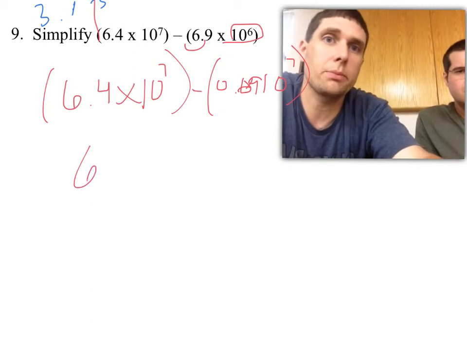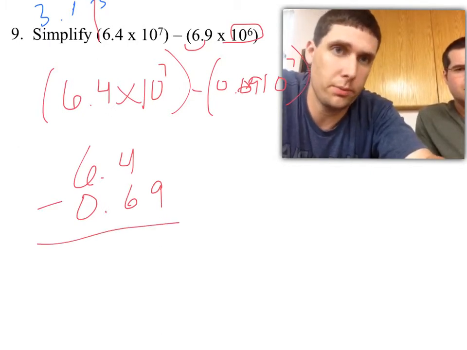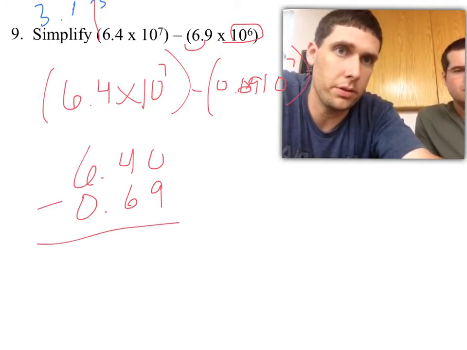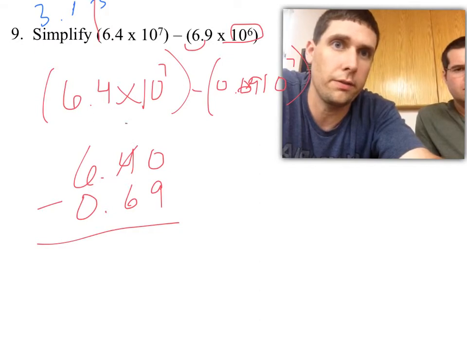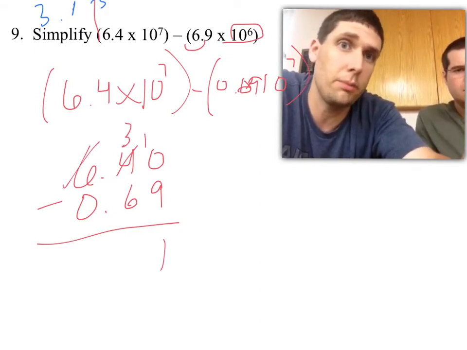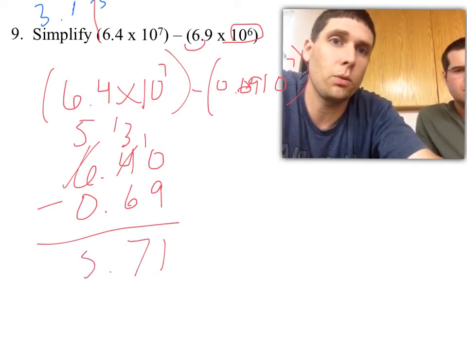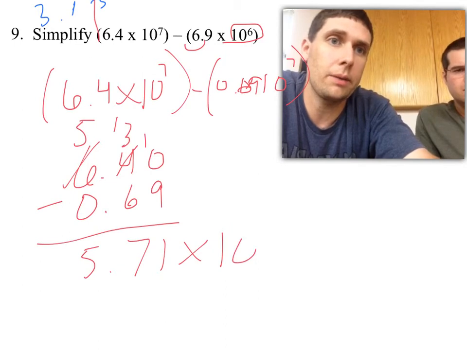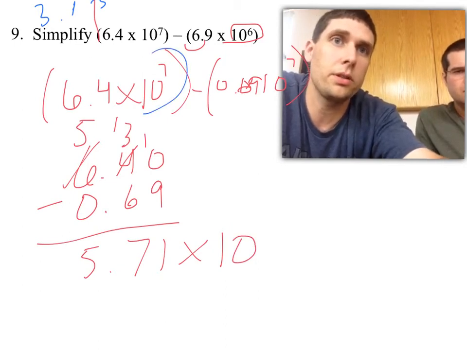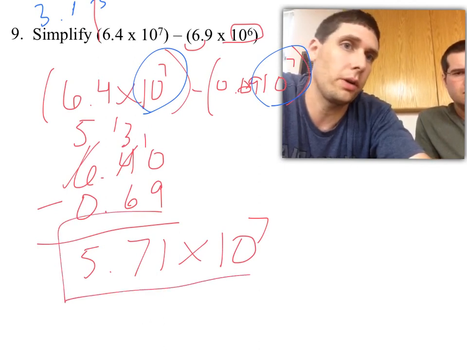We're going to subtract 6.4 minus 0.69. No subtraction practice. We have nothing up here. We're going to put 0. 0 minus 9. Got to borrow from my 4. 10 minus 9 is 1. Can't do 3 minus 6. Got to borrow again. 13 minus 6 is 7. So it's 5.71. And we'll make that times 10 and seeing how these are both to the 7th power, answer stays to the 7th power. Notice this is already in scientific form.